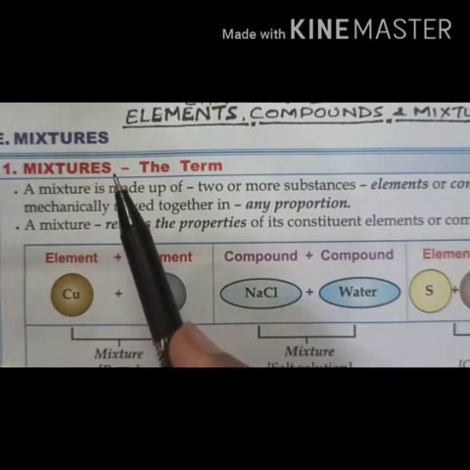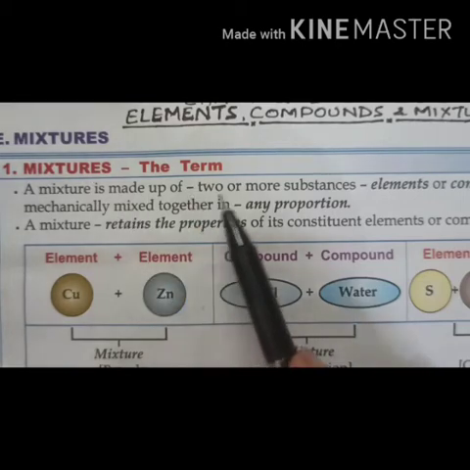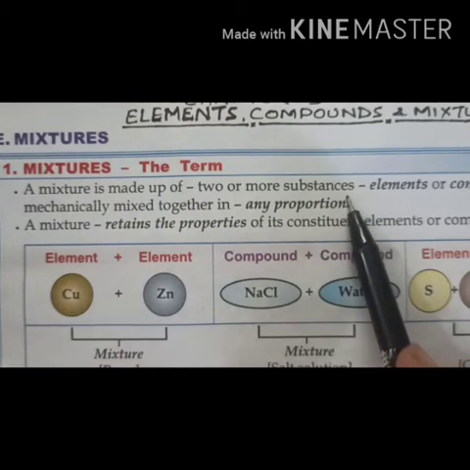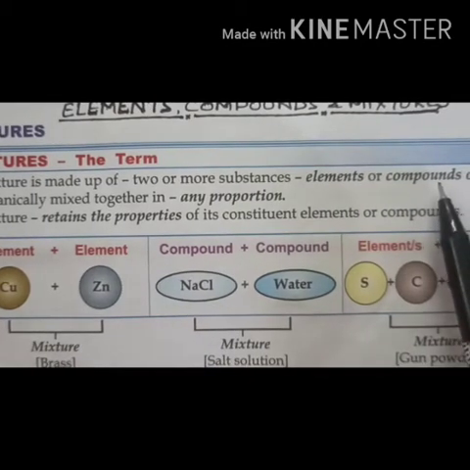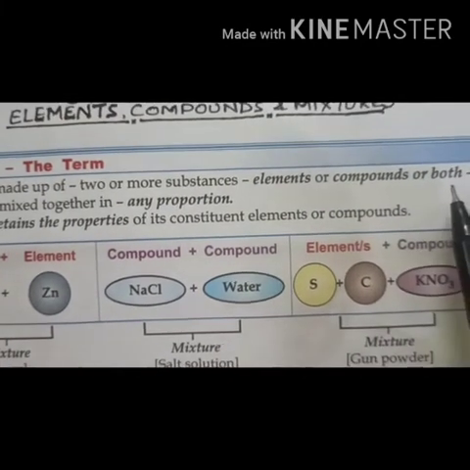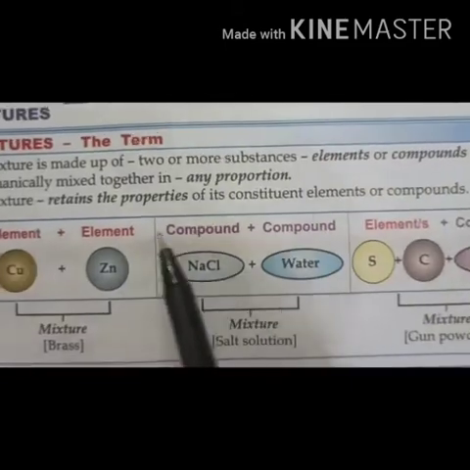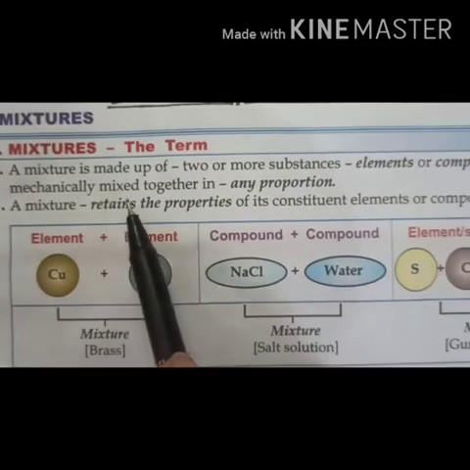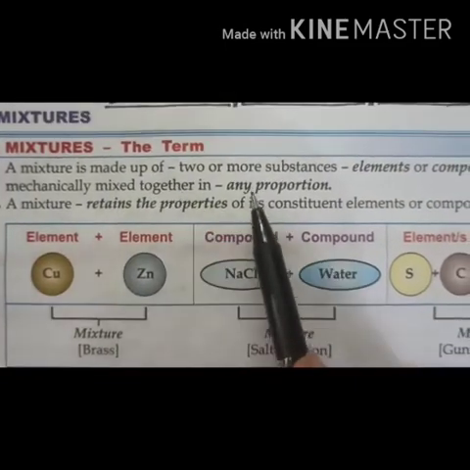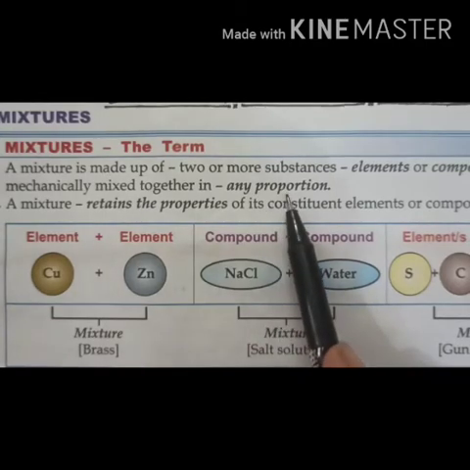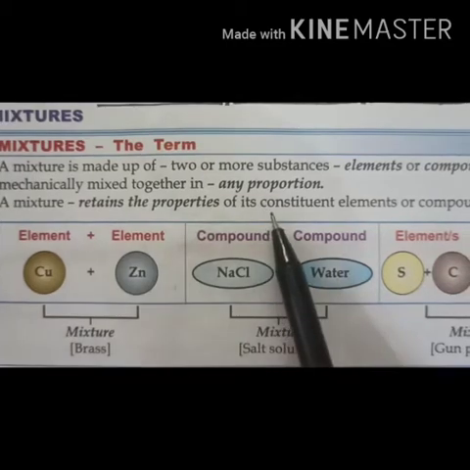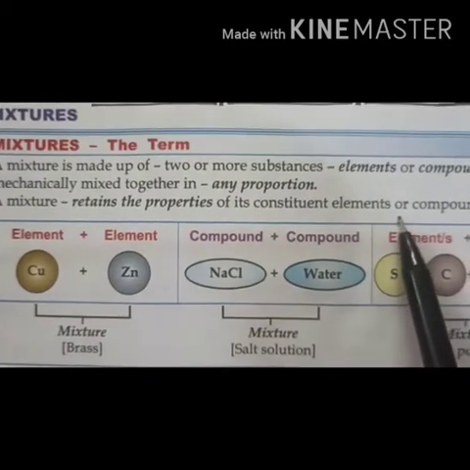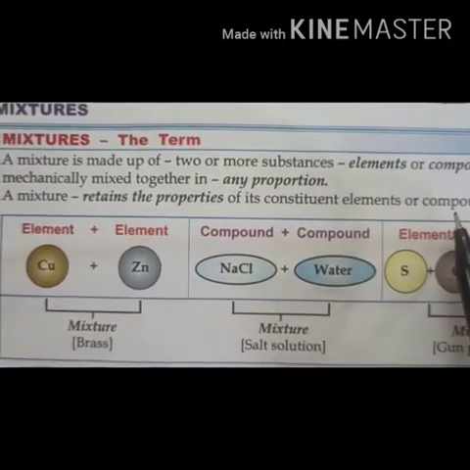Mixtures, what is a mixture? A mixture is made up of two or more substances. These substances may be elements or compounds or both, right? And they are mechanically mixed together in any proportion. And always remember, a mixture retains the properties of its constituent elements or compounds.